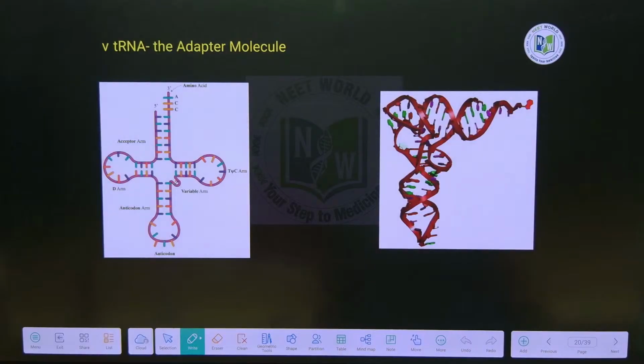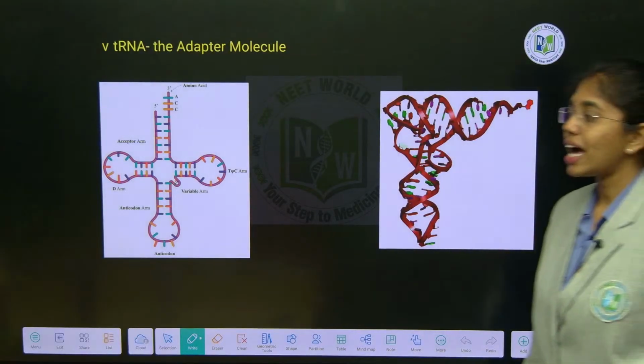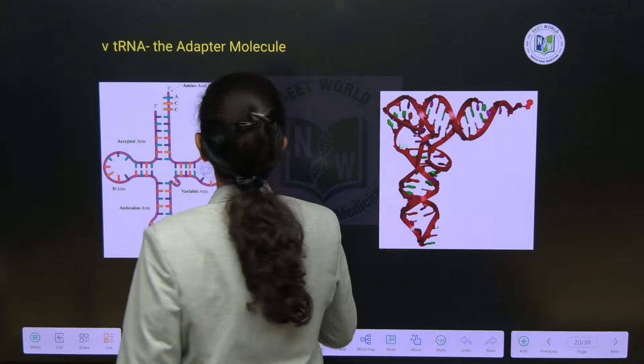Now tRNA. tRNA is also known as adapter RNA or soluble RNA.